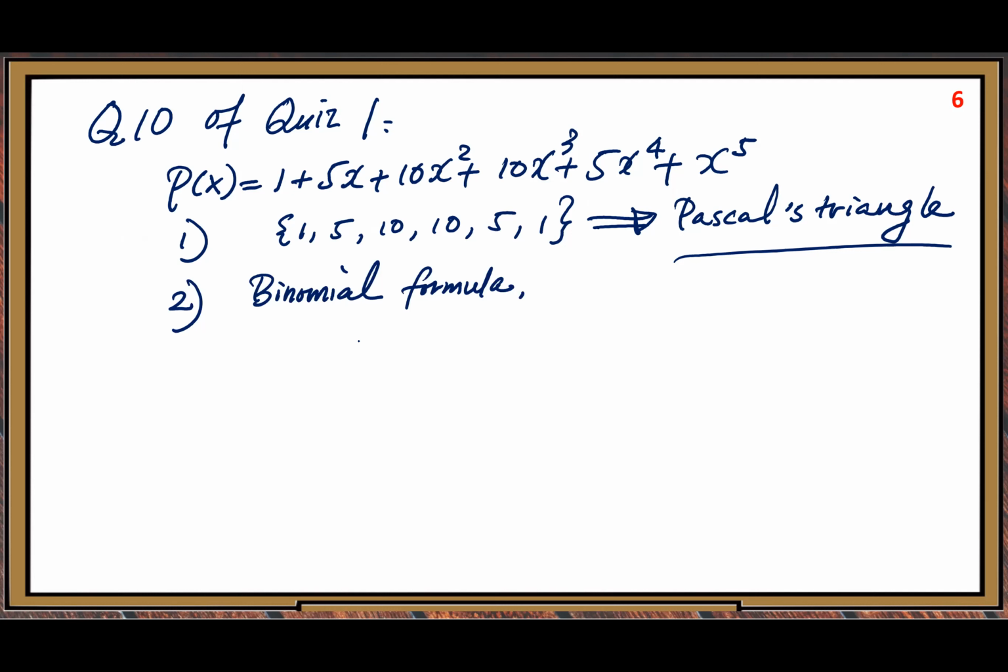When you can apply the binomial formula, P of X based on the binomial formula equals 1 plus x to the 5th power. So that's step 2. Step 3, minimum number of multiplications to calculate power of 3.